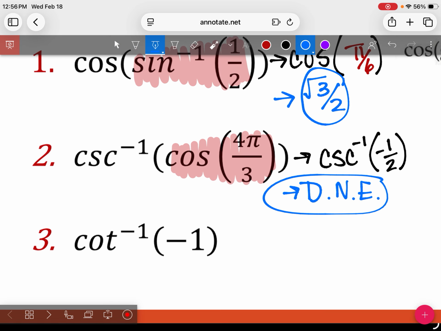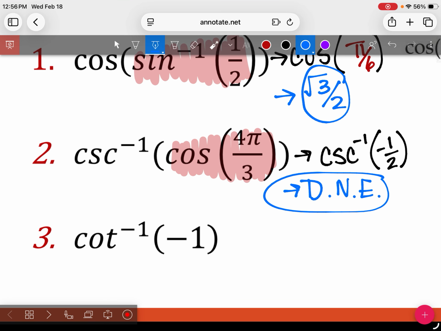All right. What angle has a cotangent of negative 1? And cotangent, what quadrants am I looking in? 1 and 2 or 1 and 4? 1 and 2. Who agrees that it's 1 and 2? So what angle has a cotangent of negative 1?